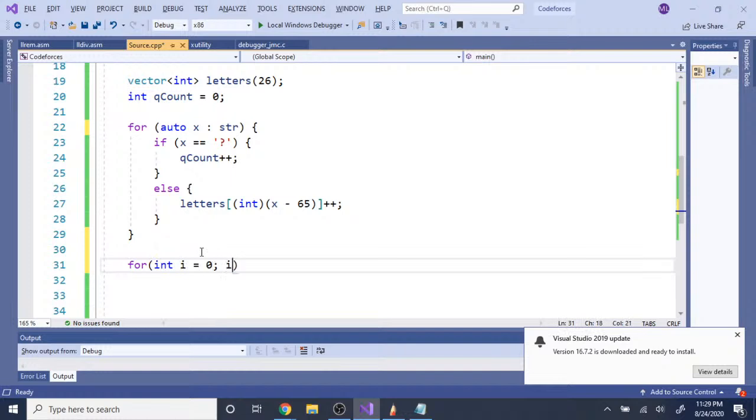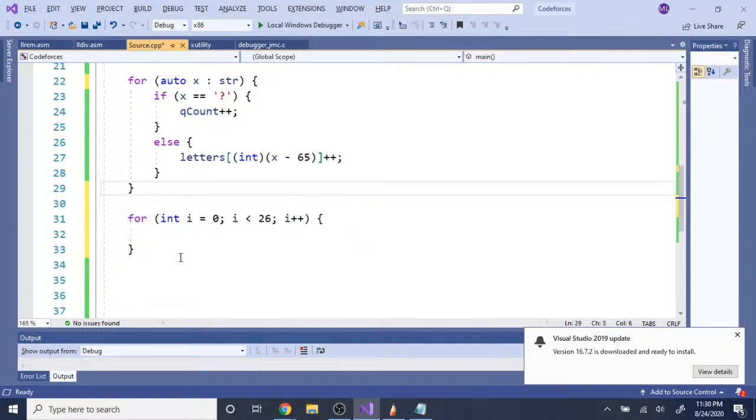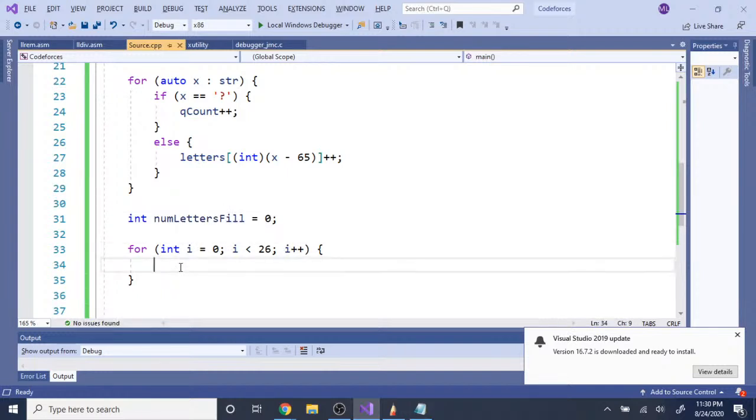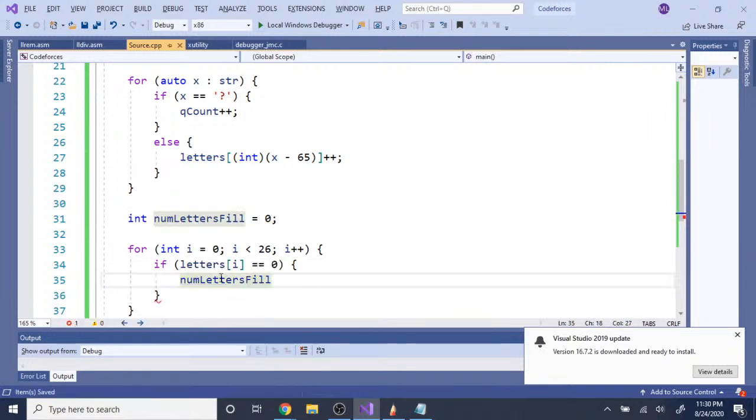So we have to start at 0, go to 26, and check the number of letters we have to fill in. So we have the number of letters to fill, num letters fill. Right? So if letters at i is equal to 0, we are going to count this. So that's the number of letters we have to fill.